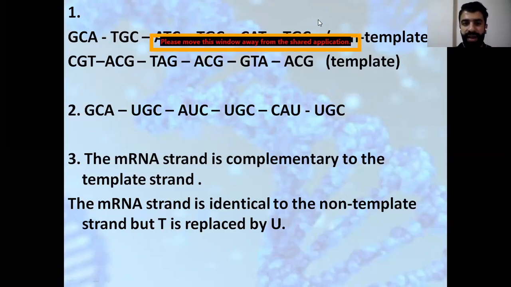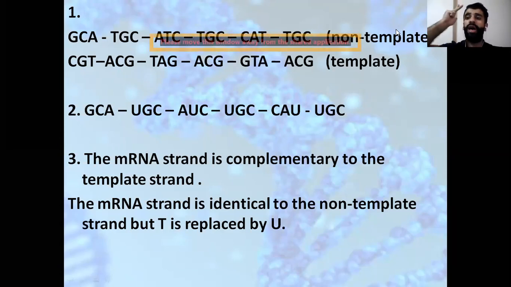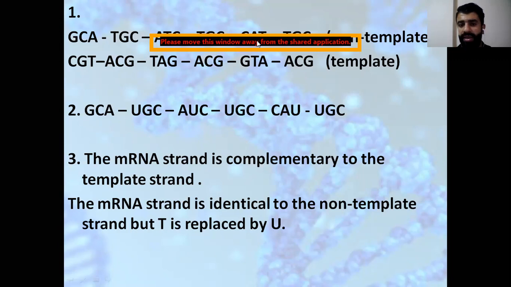So here we have the non-template, the sequence complementary GCA, the complementary is GC, CG, AT, TA, CG, and GC, AT, TA, CG, and so on. The mRNA sequence is similar to the non-template, which is called the non-transcribed and it's called the coding, but T is replaced by U. So GCA, GCA, TGC, it's UGC, ATC, AUC, TGC, UGC, CAT, CAU, TGC, it's UGC, T is replaced by U.